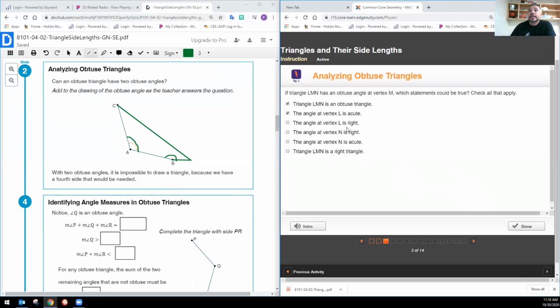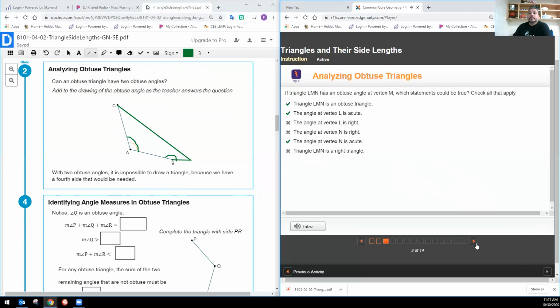The angle at vertex L is a right. There's no guarantee of that. The angle at vertex N is a right. There's no guarantee of that. And it really can't be because this one is an obtuse angle, so that means it's greater than 90, so that means it's the biggest angle. So there's no way you could have 100 and then a 90 because that's 190 degrees. There's no way a triangle could have that many degrees. The angle at vertex N is acute, so I'm going to say that that one also is. I'm just going to go with those 3.